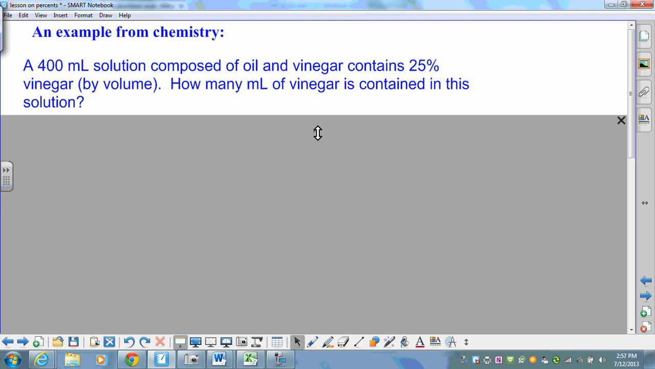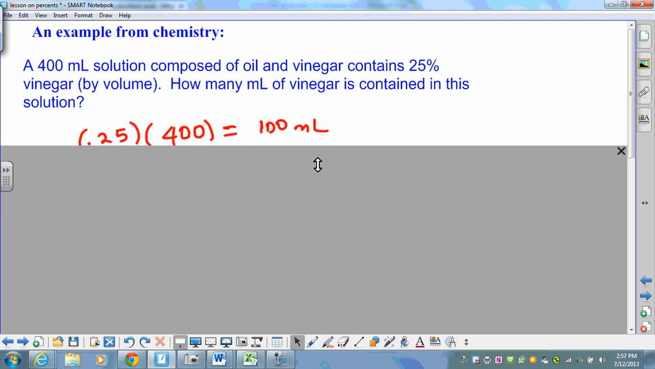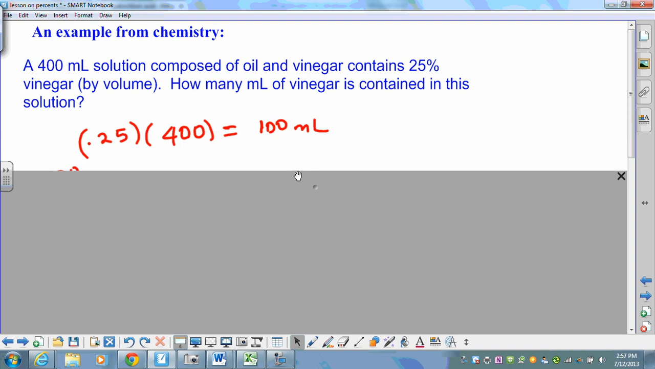So we can write it as a decimal. 25% is the same as 0.25 times 400, and that will give us 100 milliliters if you multiply these two together. You can also notice, of course, 25% is the same thing as 1/4. So if you take 1/4 of 400, that will also give you 100 milliliters.